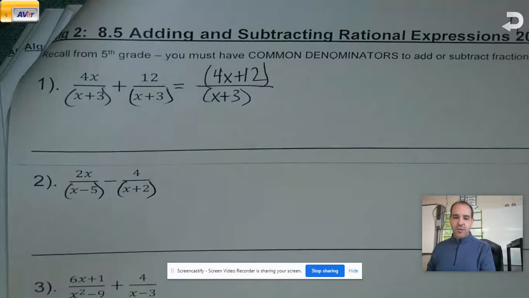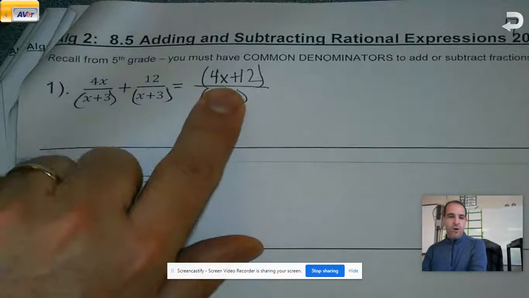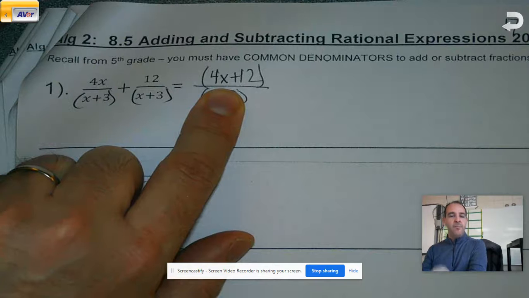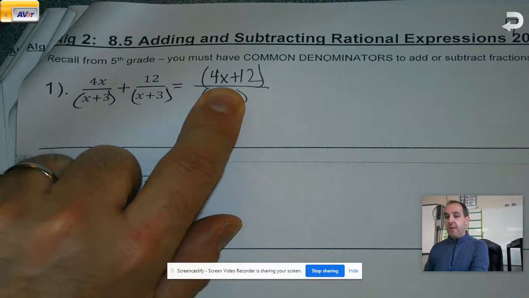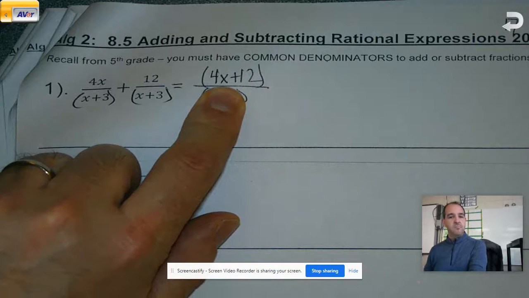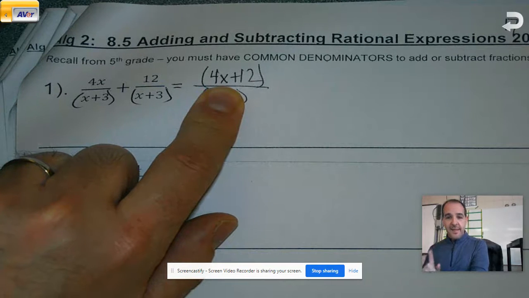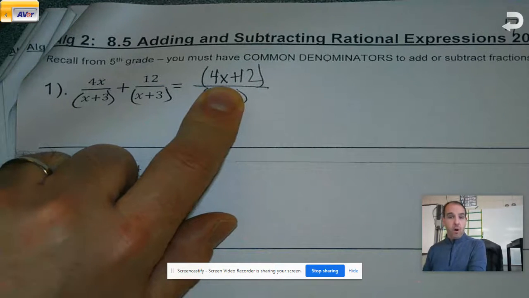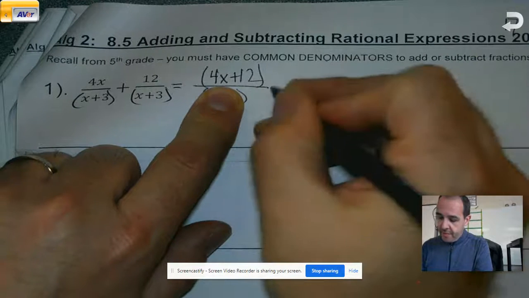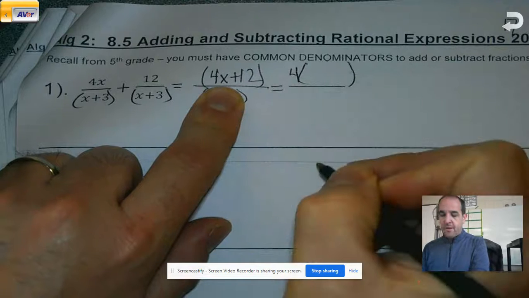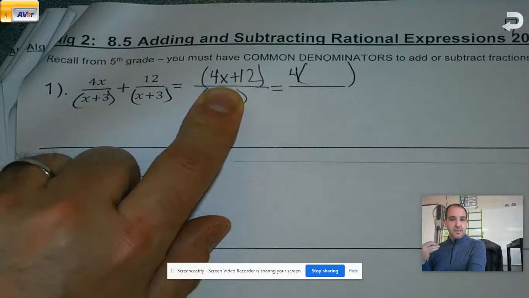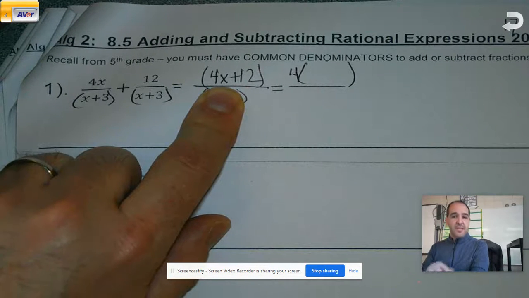Now, that is an interesting question on this one, because I look at my numerator, and this is going to be where the simplifying would be. Do those two terms, 4x plus 12, have anything in common that I could pull out? In this case, the answer is yes. They both have a 4. I can divide 4 into both of those. So let's see what that does. If I take out a 4, now notice, I didn't just eliminate it. It's still there. It's just outside the parentheses.